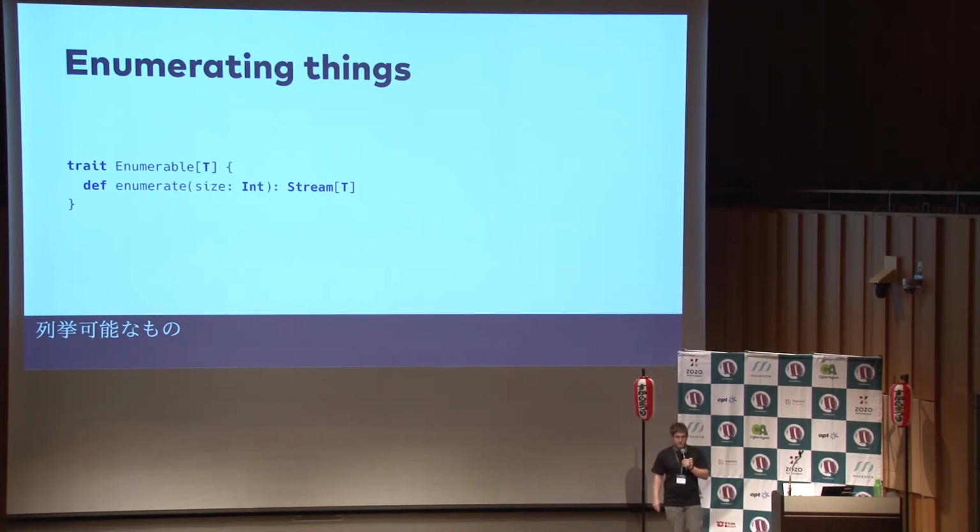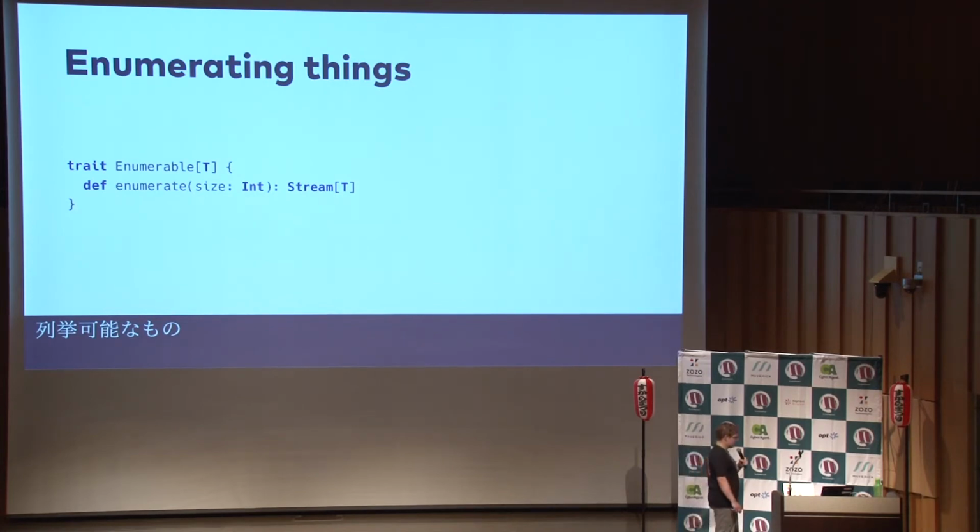It's called Enumerable. So a type T can be enumerated, and it basically just returns a stream of values. So instead of saying, well, give me 5 random integers of size 3, it would say, give me all integers of size 3. Or maybe let's use lists as an example: give me all the lists of size 3, or all the lists of size 5.